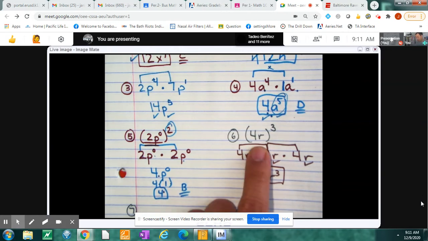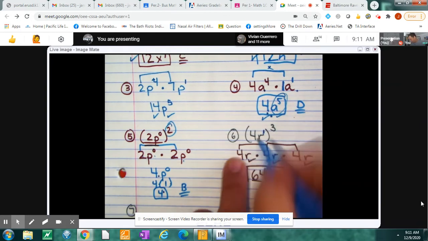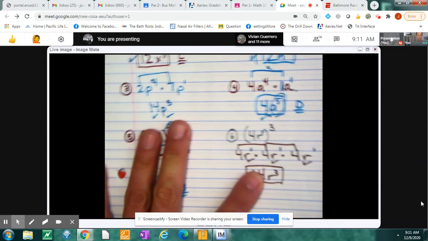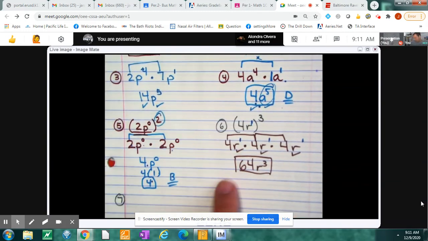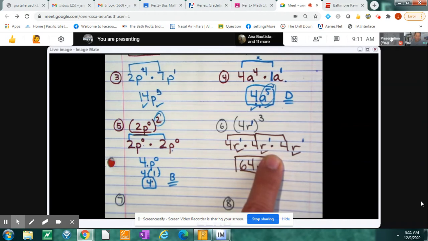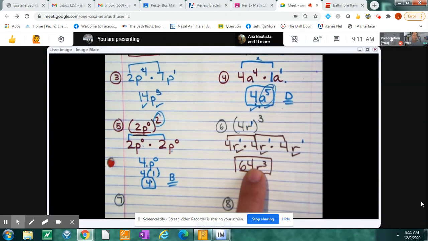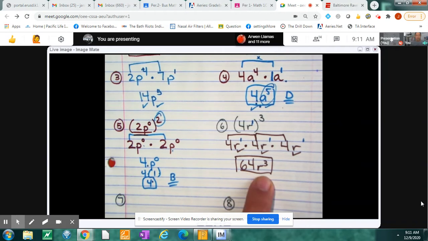Then the next one, because we're doing a power to a power, you have 4r, and that's like to the 1. You could put a 1 if you want. So 4r to the 1 times 4, you're going to do it 3 times, okay? See? So then we're going to do 4 times 4 is 16, and then times 4 is 64. Can I use a calculator? Yeah, I don't mind. All right. 64 and then r to the what?